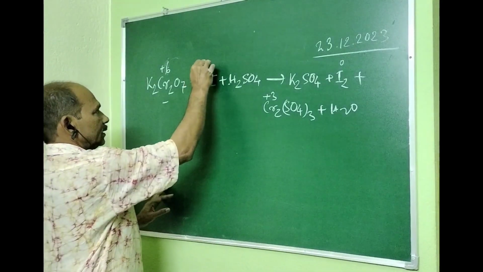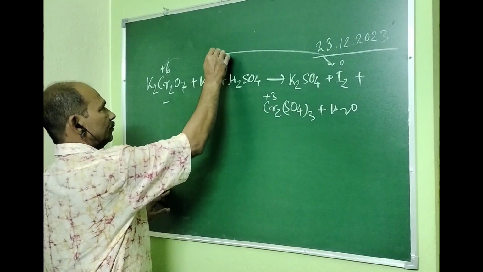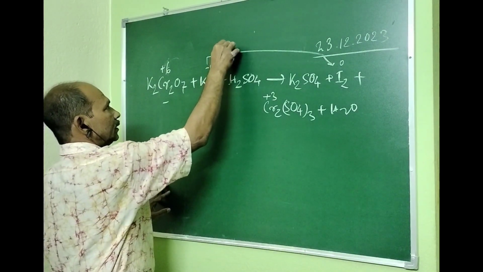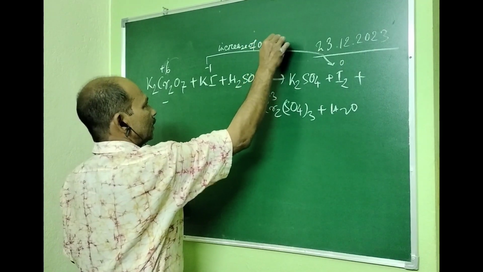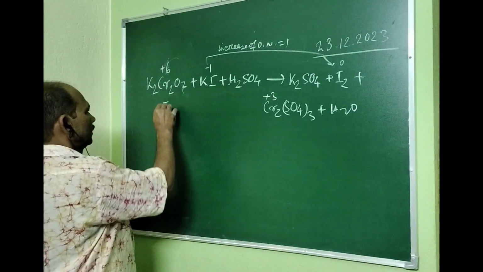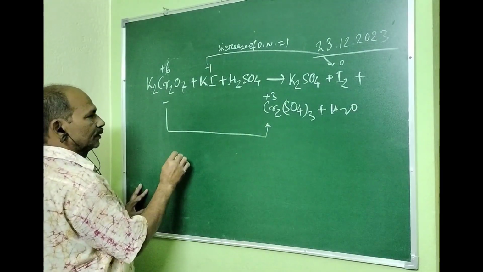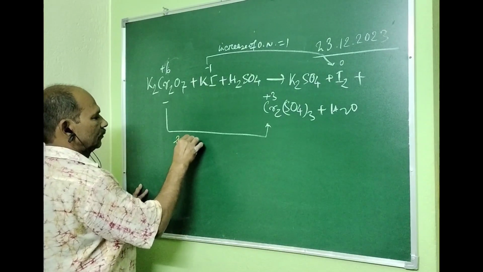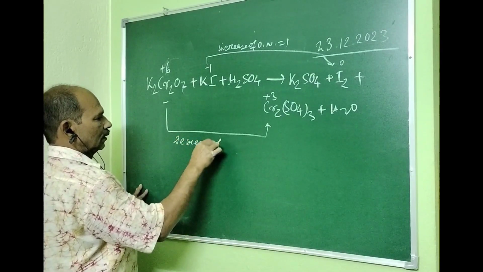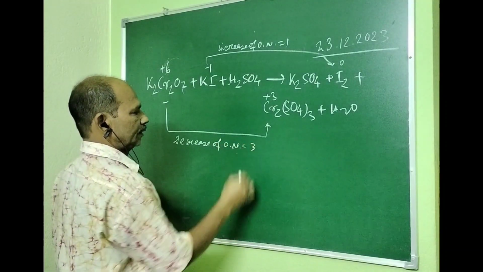So the increase of oxidation number of iodine for one atom is 1. The decrease of oxidation number for one chromium atom, +6 to +3, is 3.